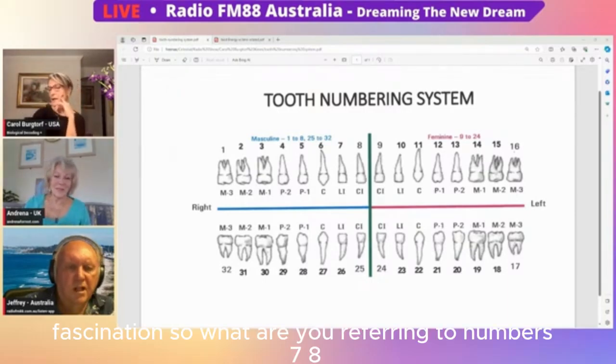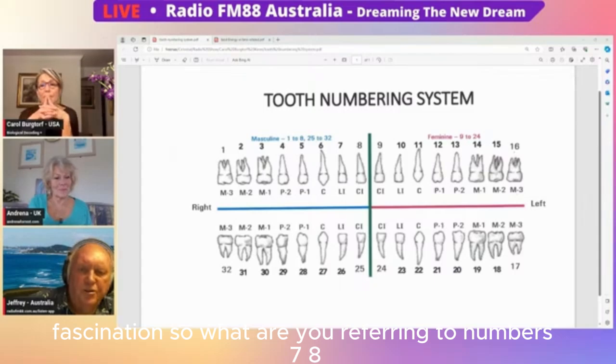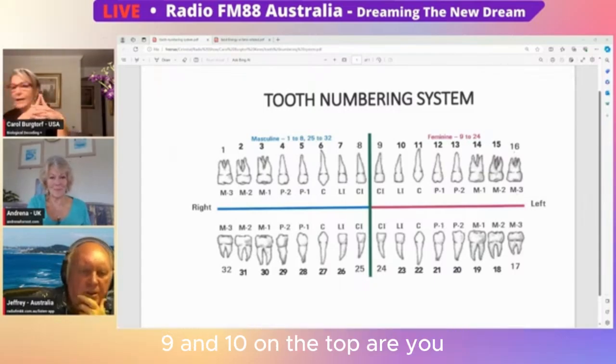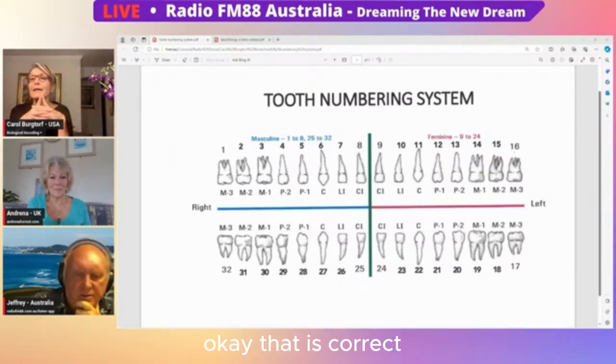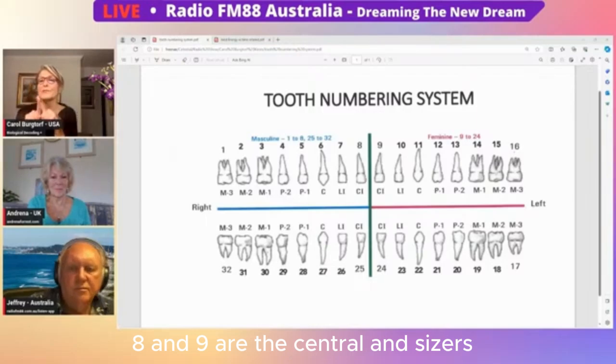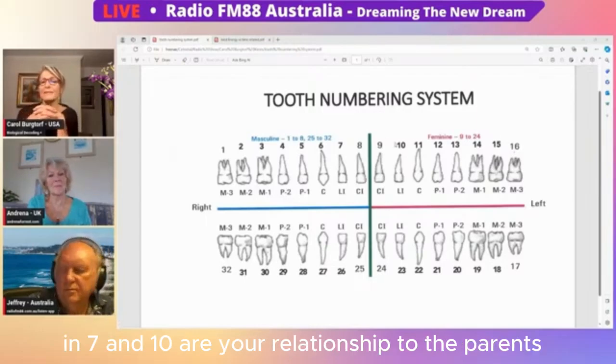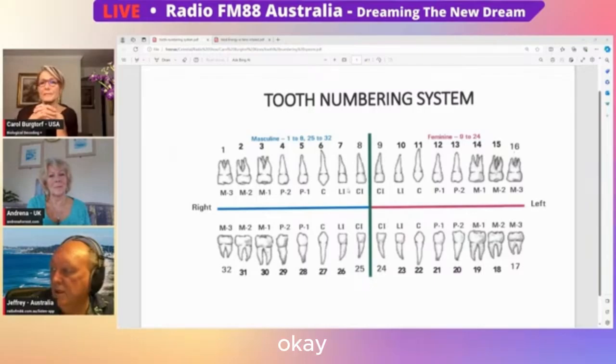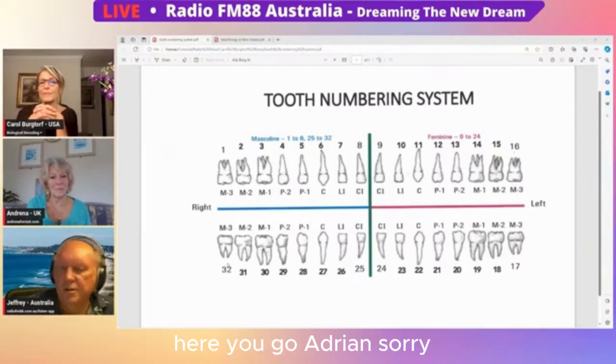Okay. Fascinating. So what I want to ask. Are you referring to numbers 7, 8, 9, and 10 at the top, are you? That is correct. 8 and 9 are the central incisors, and 7 and 10 are your relationship to the parents. Okay. Very good. Andrea, sorry.